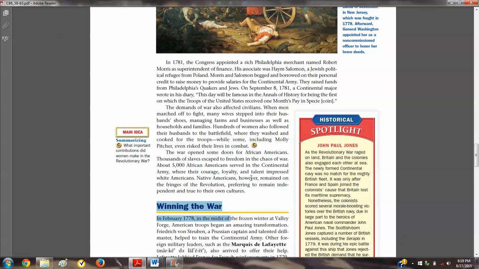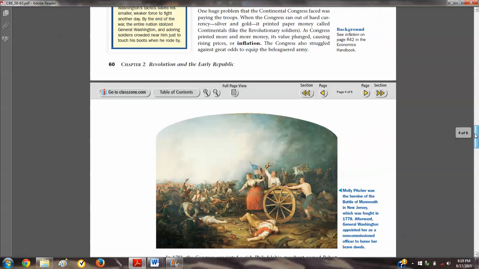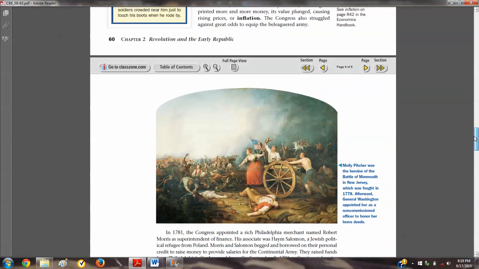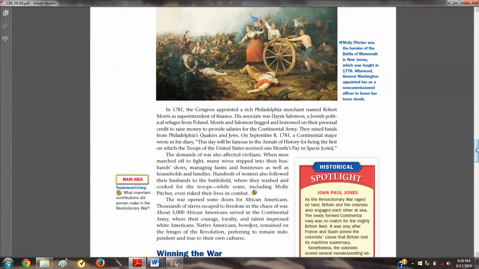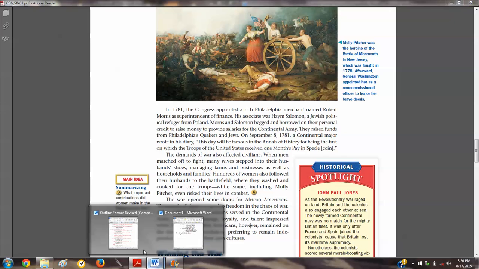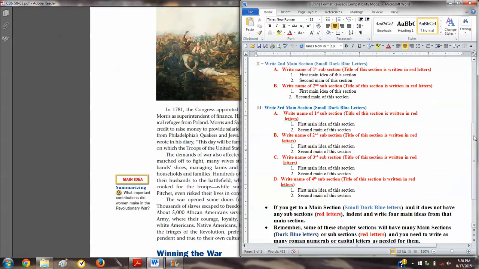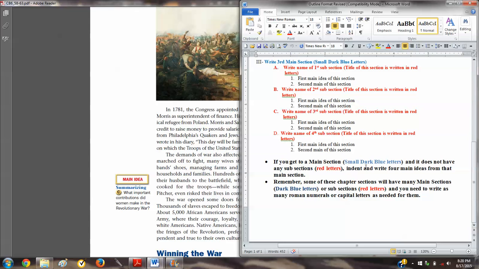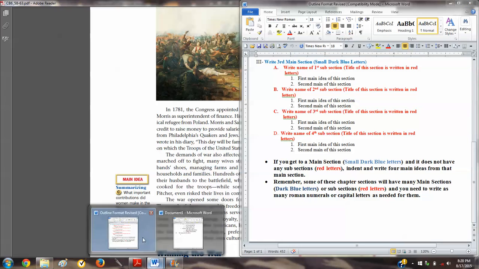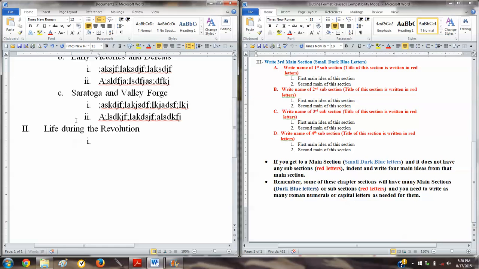So what do we do for a section like this, life during the revolution, that has no red sections, the subsections? If you look at your outline format, it answers it for you, which is right here. If you go down to the bottom, it says if you get to a main section, the dark blue letters, and it does not have any subsections, the red letters, then indent and write 4 main ideas from that section. So let's go back to our paper, and there's 1 main idea from that section, 2 main ideas, 3 main ideas, 4 main ideas.